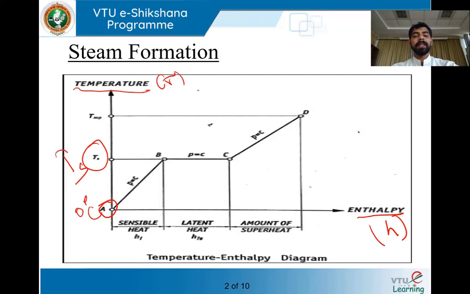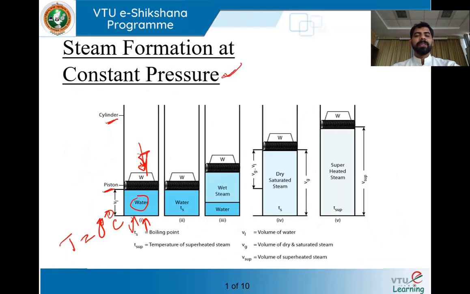So TS is nothing but the saturation temperature, or simply we can just call it the boiling temperature. Boiling temperature means the temperature at which the water particles will start boiling. Start boiling means it now starts evaporating. So as soon as we reach this particular point B, water will start evaporating now. You can see that here.